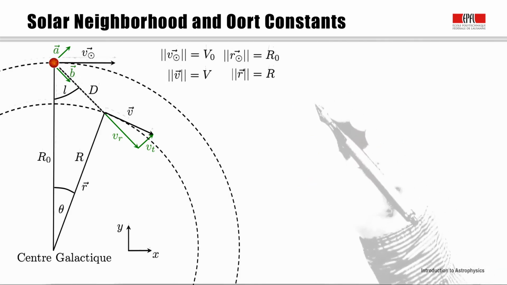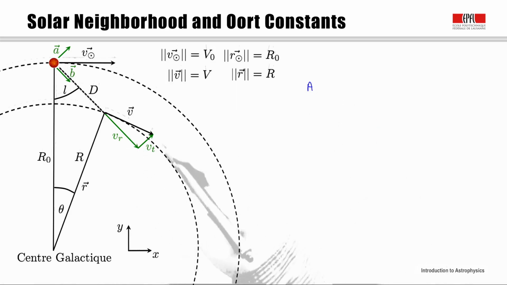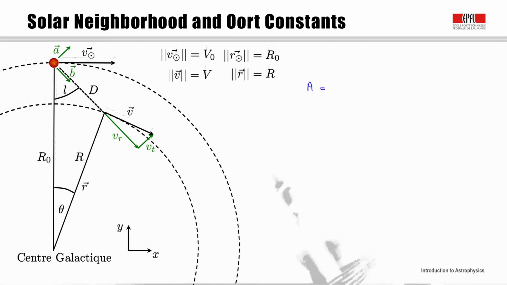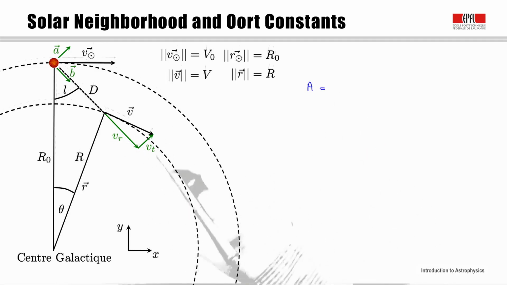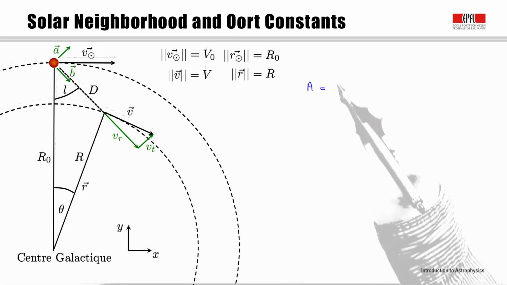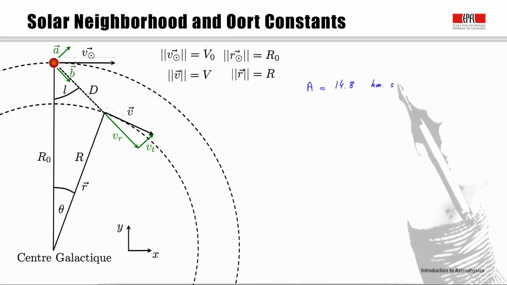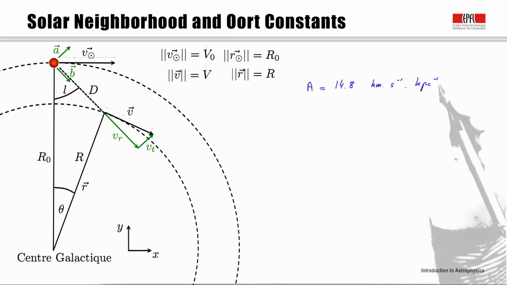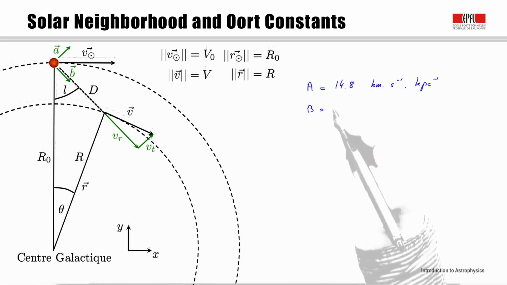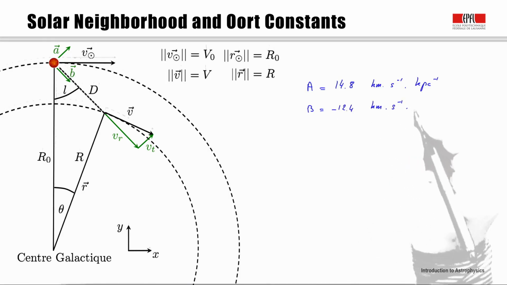What are the measured values for A and B? Measuring radial and tangential velocities as a function of the galactic longitude can be done by measuring the velocities on the line of sight using the Doppler effect and the tangential motion of stars. One finds A equal to roughly 14.8 kilometers per second and per kiloparsec. One can see that the unit of A is that of an angular velocity. Also from the measurements, one obtains B equal to minus 12.4 kilometers per second and per kiloparsec.